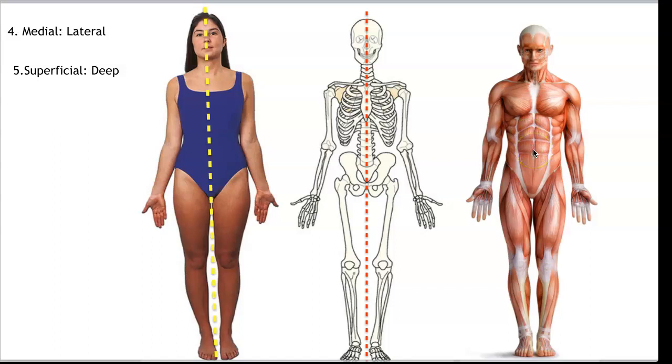Does that make sense? The skin is superficial to our skeleton. Our skeleton is deep. We have to cut through the skin to get to our skeleton. Our muscles are deep to our skin. Did I already say that? I don't even know if I did, but you get that, right?